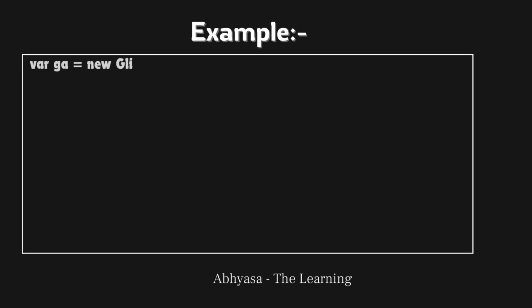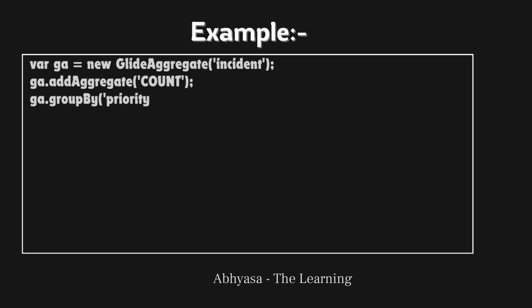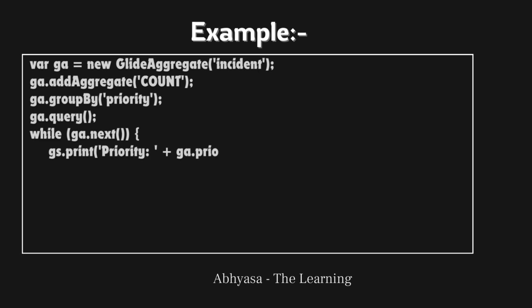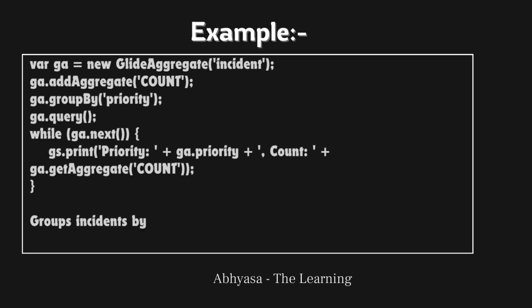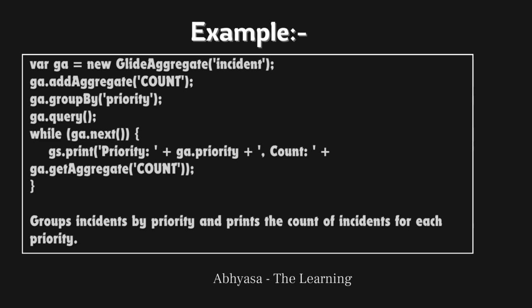Example: var ga = new GlideAggregate('incident'); ga.addAggregate('COUNT'); ga.groupBy('priority'); ga.query(); while (ga.next()) { gs.print('Priority: ' + ga.priority + ' Count: ' + ga.getAggregate('COUNT')); } Groups incidents by priority and prints the count of incidents for each priority.